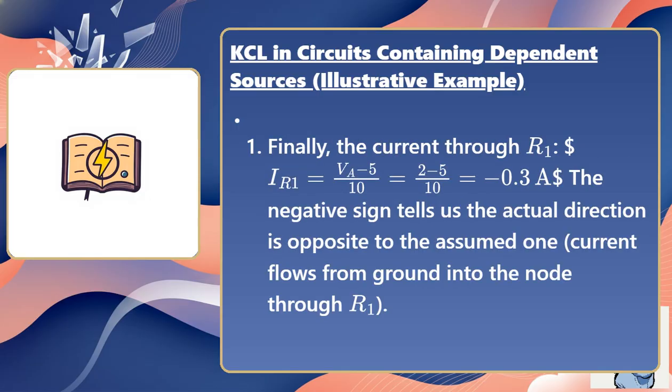Step 6: finally, the current through R_1 equals (V_A minus 5) over 10, which equals (2 minus 5) over 10, which equals negative 0.3 amperes. The negative sign tells us the actual direction is opposite to the assumed one. Current flows from ground into the node through R_1.